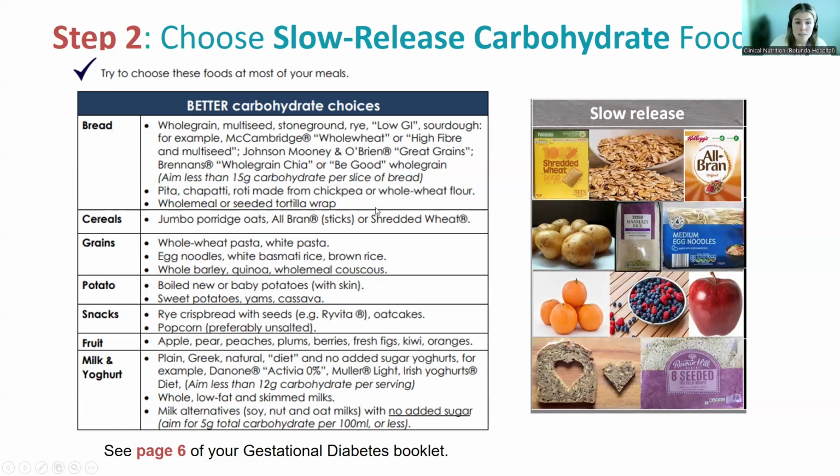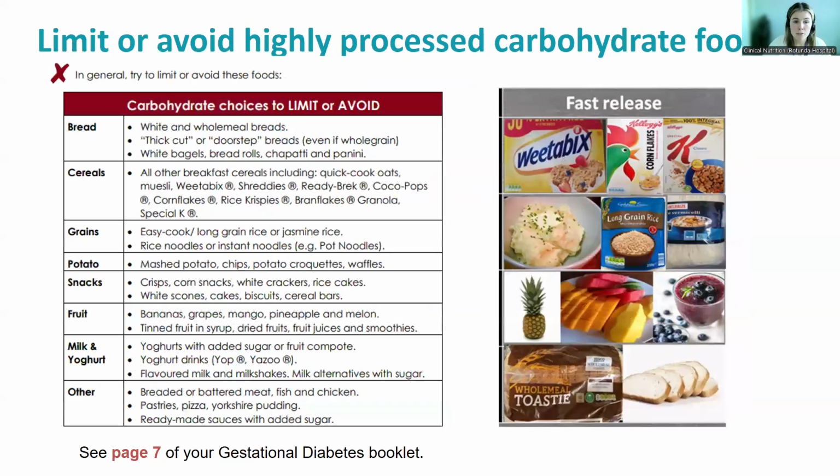If you eat things like pita breads or chapati or roti, we would encourage you to choose ones made from chickpea flour or whole wheat flour, or maybe you prefer wraps, and we would just encourage you to choose wholemeal or seeded tortilla wraps. And then the types of bread that we would recommend you to limit or avoid would be any white bread, wholemeal breads, thick cut bread, doorstep breads, white bagels, bread rolls, white chapati, white panini, because we know these types of bread are going to spike up the blood sugar levels very, very high, very easily.